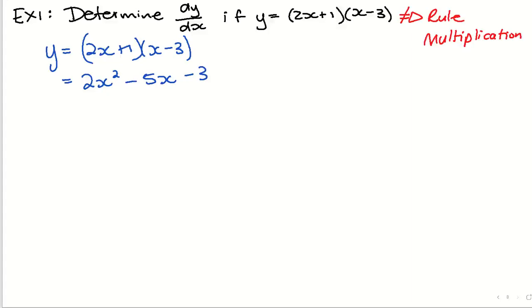And now I use my rule for the derivative. Do I write dy over dx before I apply the derivative? No, you do not write dy over dx until you find the derivative, and we are now finding the derivative. We take the 2 times 2, becomes 4x minus 5. And that is my answer. Only write that value down when you're finding your derivative.